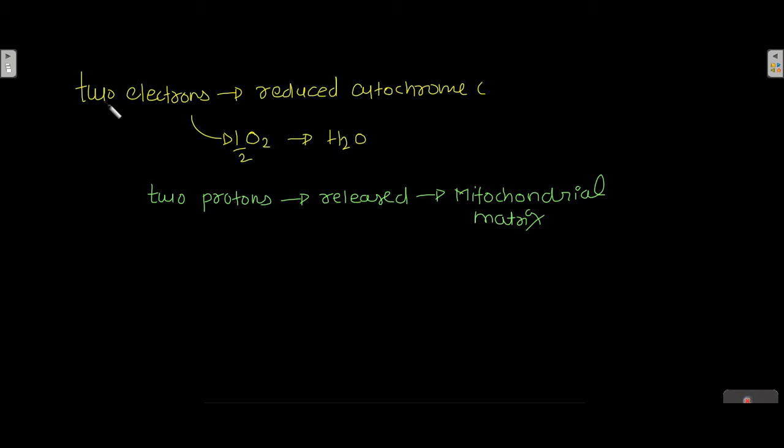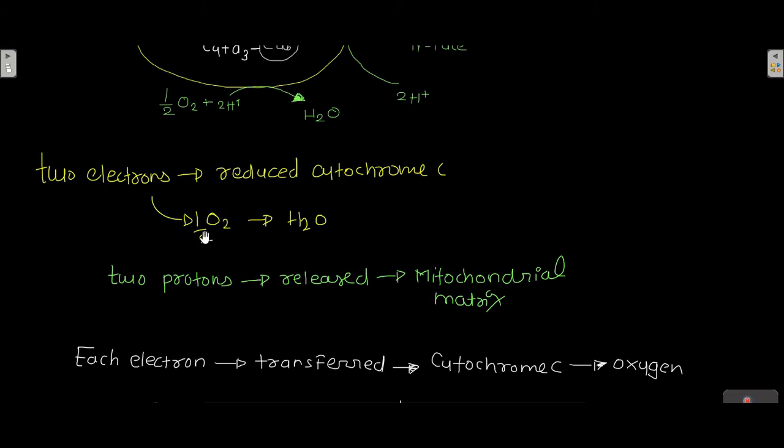Okay, so 2 electrons reduce molecular oxygen, and H2O is produced. Simultaneously, 2 protons are released from the mitochondrial matrix. Now this half O2, that is oxygen, is taking electrons and it is also taking protons. This H2O is made up of 2 electrons, 2 protons and 1 oxygen. So oxygen was present there.